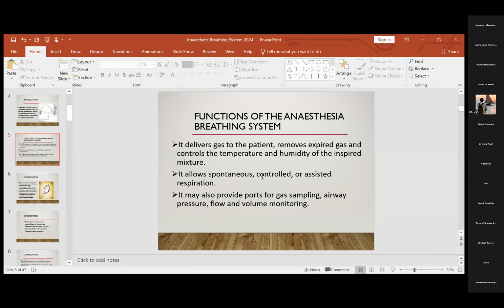It also has a function to allow spontaneous, controlled, or assisted breathing. It also serves as a port for gas sampling to monitor airway pressure, flow, and volume. So the anesthesia breathing system is critical in safe delivery of anesthetic gas mixture.